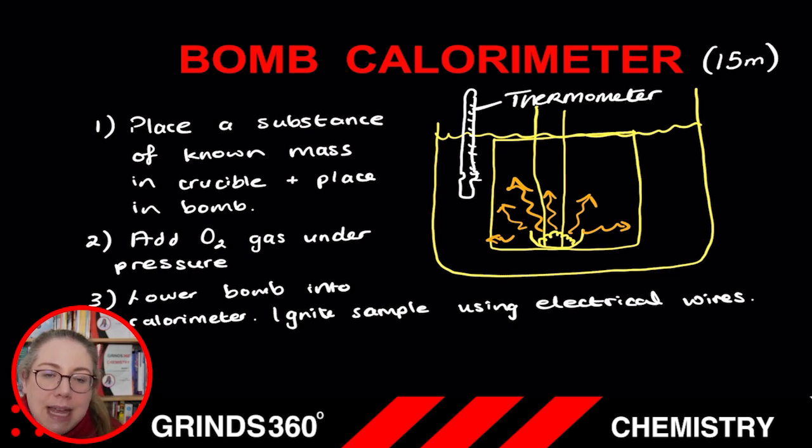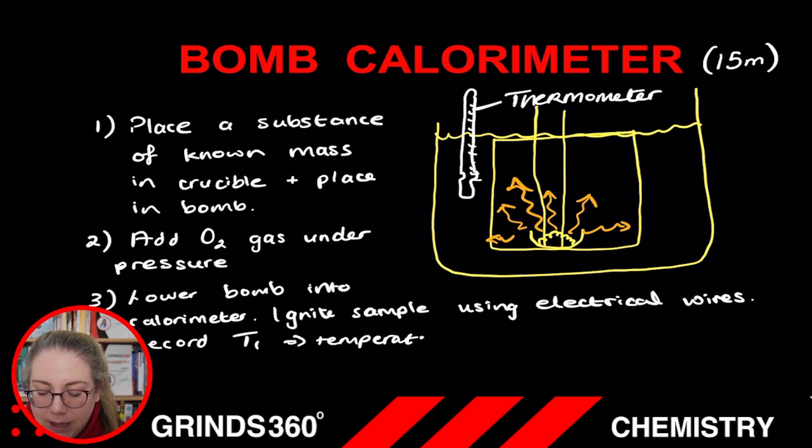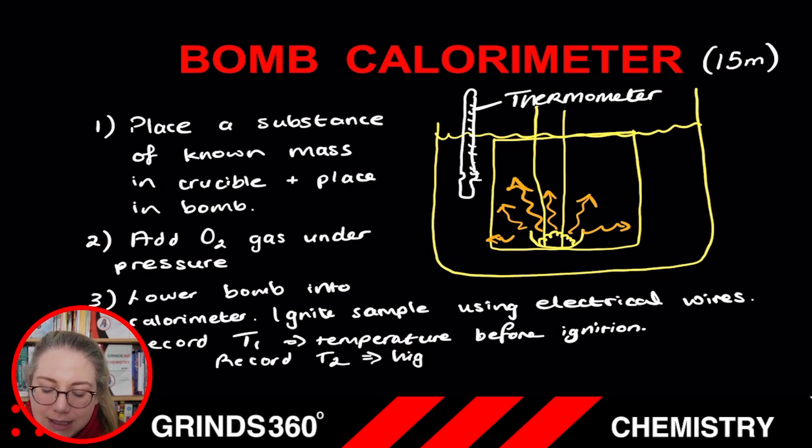So my thermometer is then going to tell me what the energy change is, or what the temperature change is. Because this is a combustion reaction and energy is released to the surroundings, the temperature on the thermometer should increase because it's exothermic. Now, before you ignite the sample, you record T1, which is the temperature at the start, before ignition. And then, once you've done the reaction and all of your substance has combusted, you record T2. And T2 is the final temperature. It's the highest temperature measured on your thermometer.